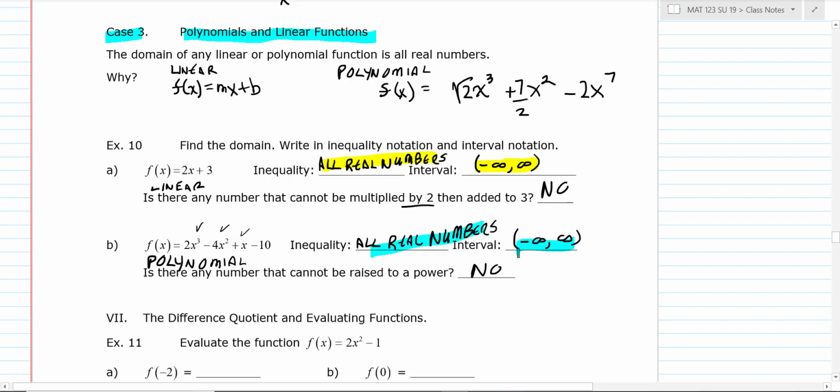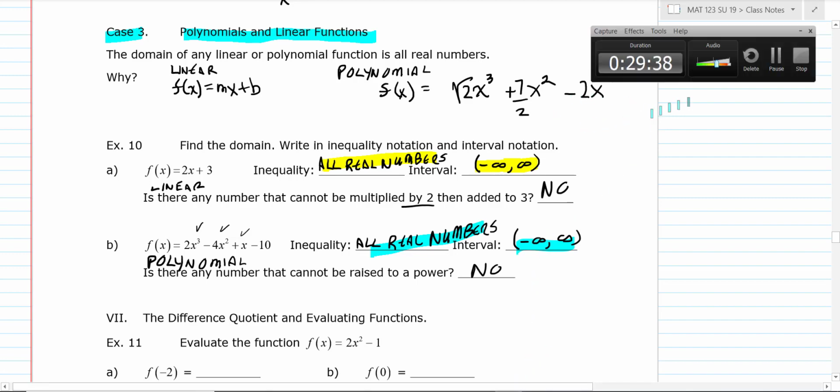All right, so that will wrap this part up. So good luck. Okay, there's 3 cases that you're working on, and hopefully you'll do okay with that. Then I'll record the last video on what's called the difference quotient.